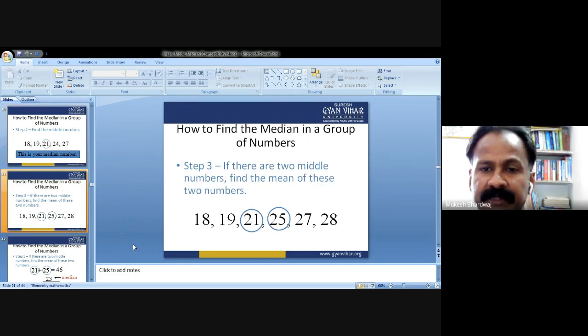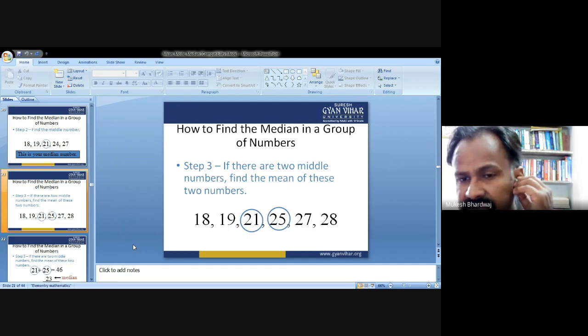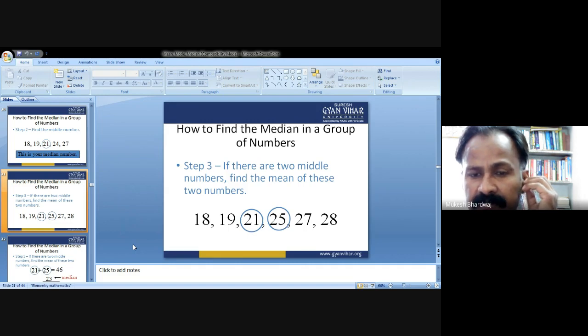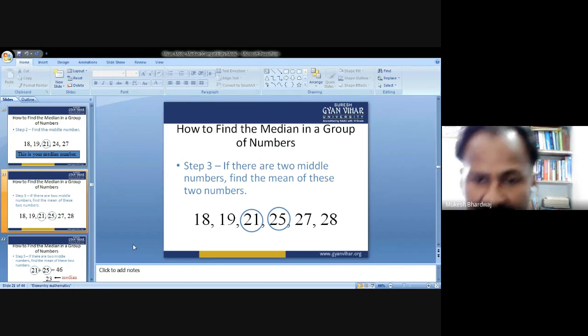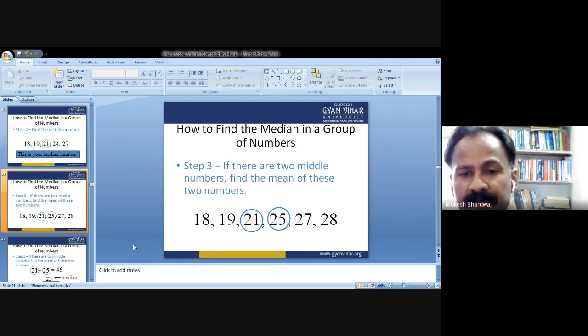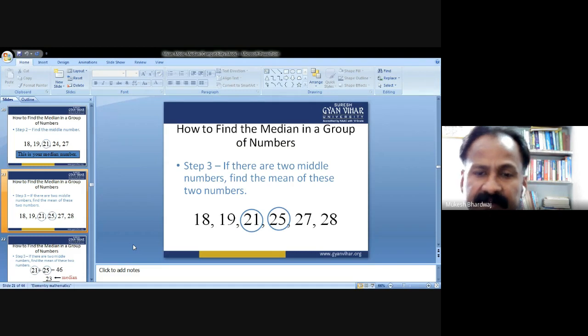Now the data is provided in even fashion, or even numbers. If there are two middle numbers, find the mean of these two numbers. Now note this series. When we arrange the data in increasing order and start counting from the left-hand side, we are not able to decide which one is the middle number. So in this case what do we do? 1, 2, 3 from the right-hand side and 1, 2, 3 from the left-hand side. So here we have a doubt: we cannot say which number is the middle one.